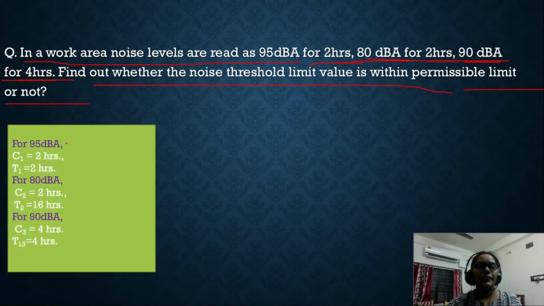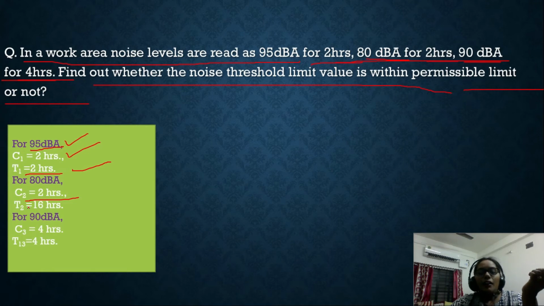So these are the data given first. Check for 95 decibels. So C1 value, that means the actual duration of the exposure, is 2 hours. And what is T1? T1 is the permitted value for 95 decibel. For 95 decibel, the permitted value is 2 hours again. Okay. Now for 80 decibel, C2 is 2 hours, and the permitted level is 16 hours. And for 90 decibel, C3 is 4 hours and the permitted level is also 4 hours.